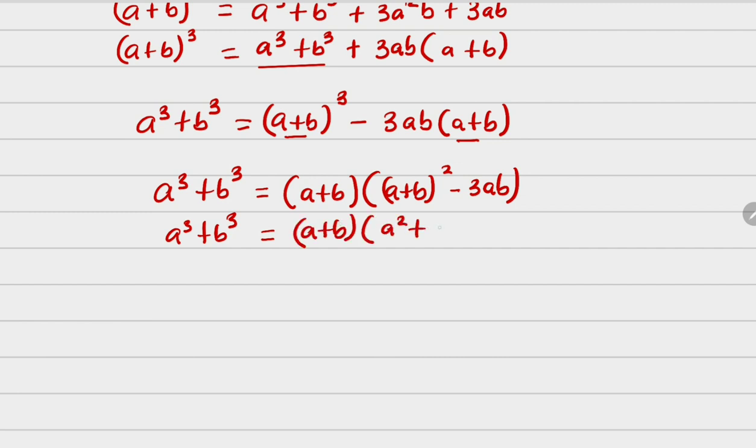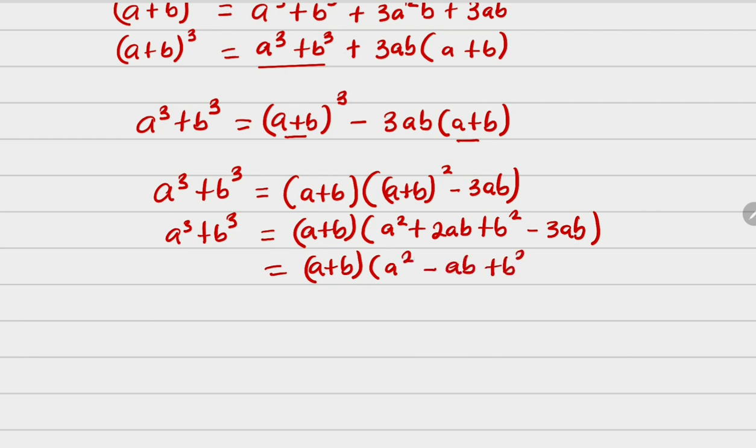a squared plus 2ab plus b squared minus 3ab. Now this will be a plus b into a squared, then minus ab, then plus b squared.